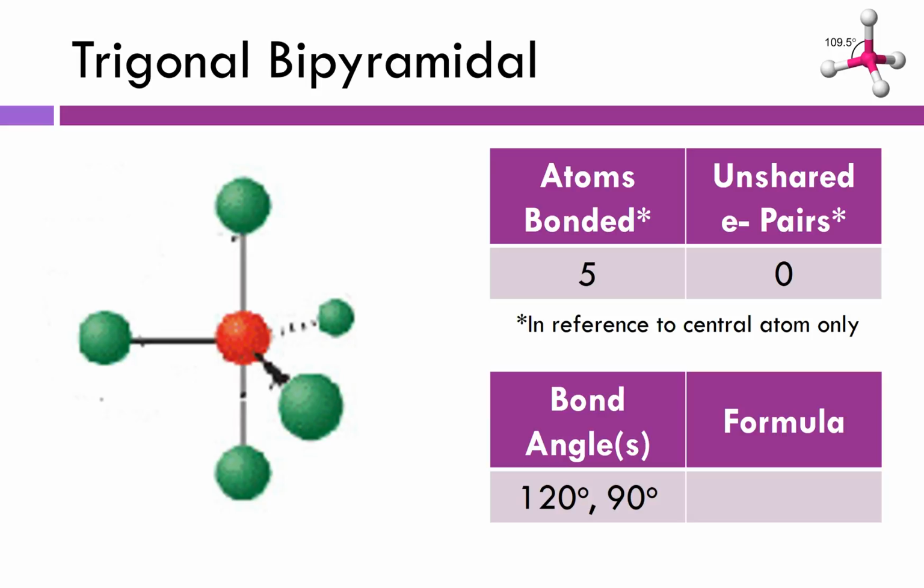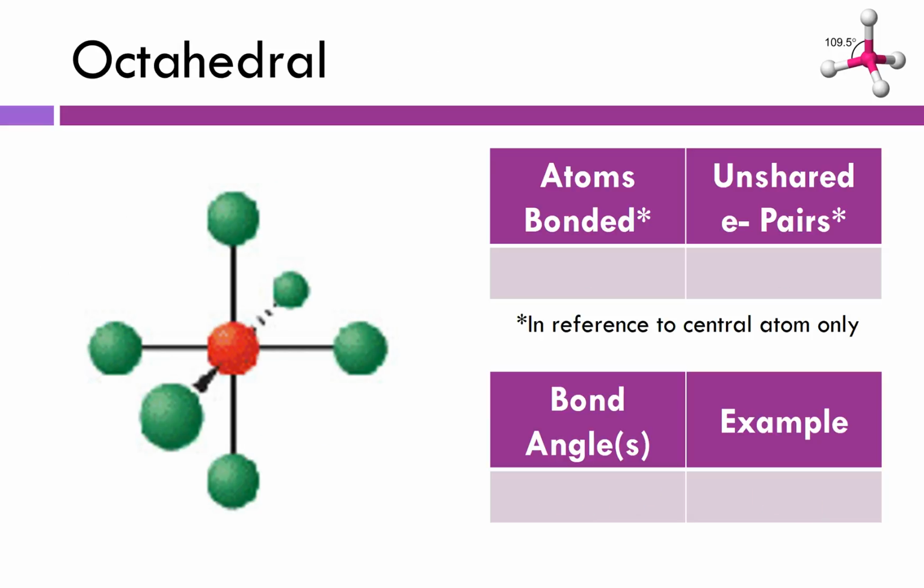do you know is able to expand its octet and incorporate up to 5 atoms bonded to it, or 5 pairs of electrons, for a total of 10? Hopefully you're thinking phosphorus. Phosphorus can expand its octet, so something like PCl5 is going to take on a trigonal bipyramidal geometry. And the last one that I want to talk about is octahedral.